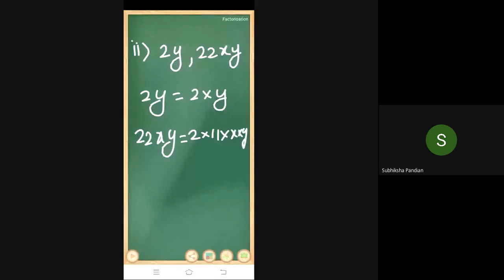So which is common here? 2 and 2 is common. y and y is common. So what is the common factor? 2 into y, that is 2y is the common factor. Okay? Understood?